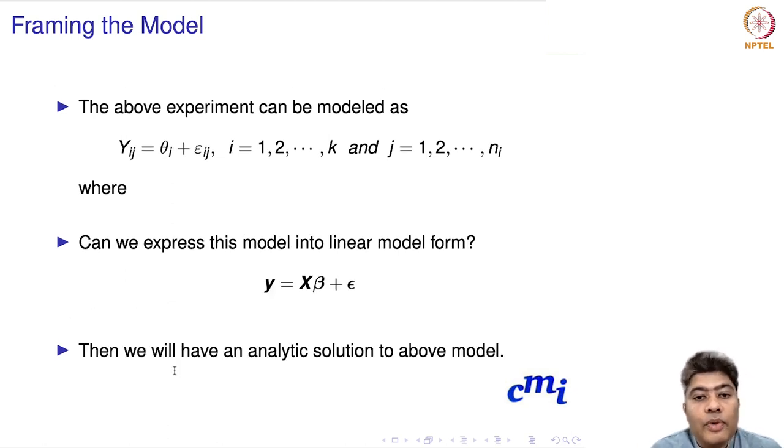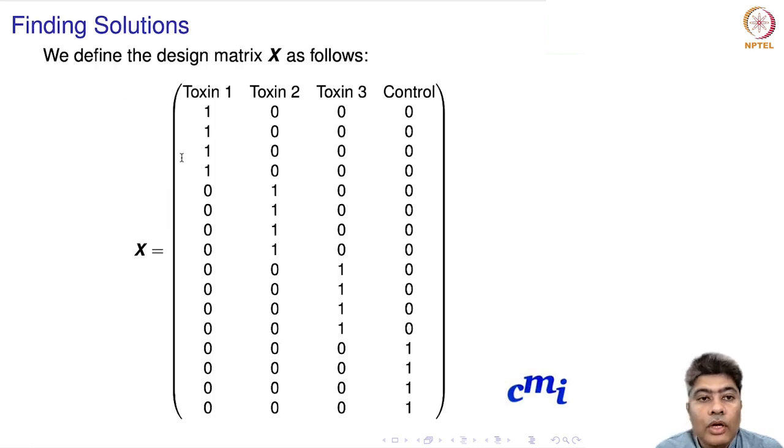Now, as we frame the model, the question is, can we express this model in linear model form, like y equal to X beta plus epsilon? Then this model will have an analytic solution. So first we have to define the X matrix, or the design matrix. We have 16 observations, so we have 16 rows.